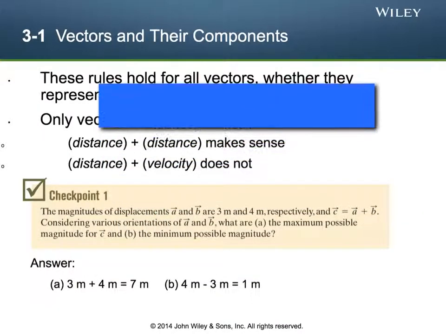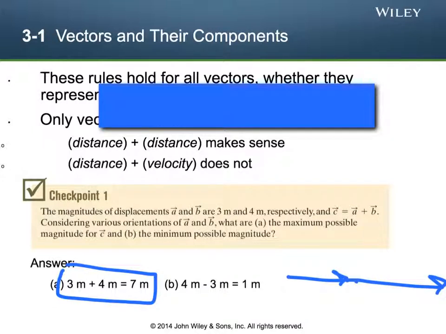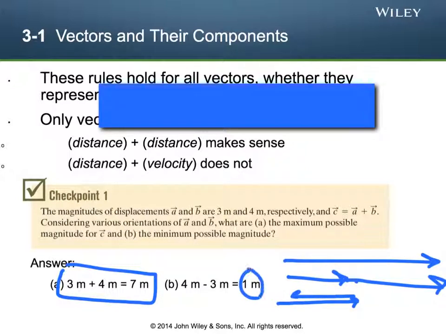Okay, so the maximum value for c that we could have with these two vectors is if the two vectors are in the same direction. If they have the same orientation, then we simply add their magnitudes together and we get 3 plus 4 is 7. So that would look something like a is 3 and then b is 4, and so vector c is 7. Now the smallest that we could have is if we have 4 in one direction and then 3 in the other direction, and we would get a magnitude of 1.